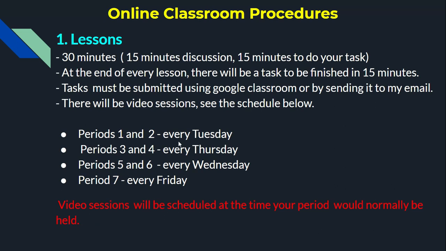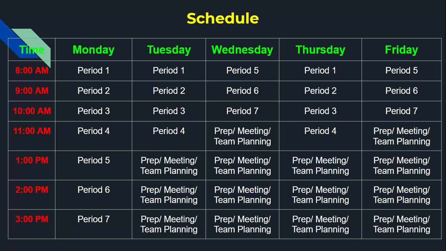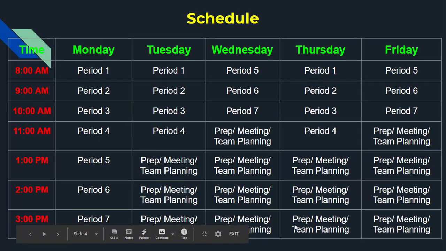For periods 1 and 2, we will do the video sessions every Tuesday. For periods 3 and 4, that will be every Thursday. For periods 5 and 6, it will be every Wednesday. And for period 7, we will have the video sessions every Friday. Video sessions will be scheduled at the time your period would normally be held. Now, your question will be, what is your schedule? So here is your schedule.